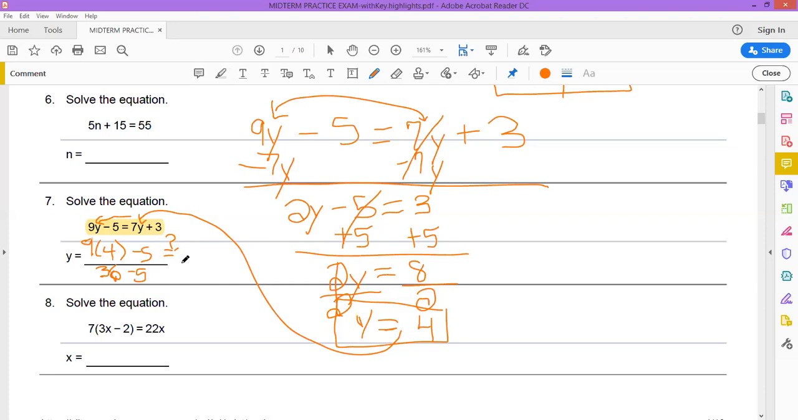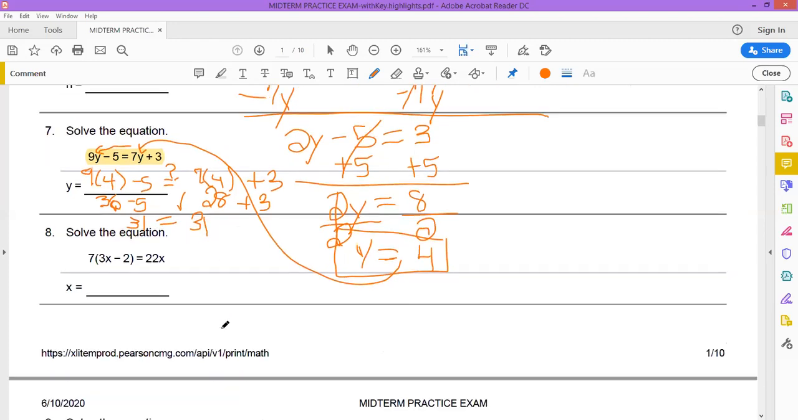I'll put a question mark there. Is that equivalent to when I plug in 4 for y on the right side of the equation? So that would be 7 times 4 plus 3, or 28 plus 3. And we're just checking to see if both of these sides are equivalent, and they are. So that lets us know that we have the right solution. Okay, we'll get 31 for both of these. All right, let's move on.